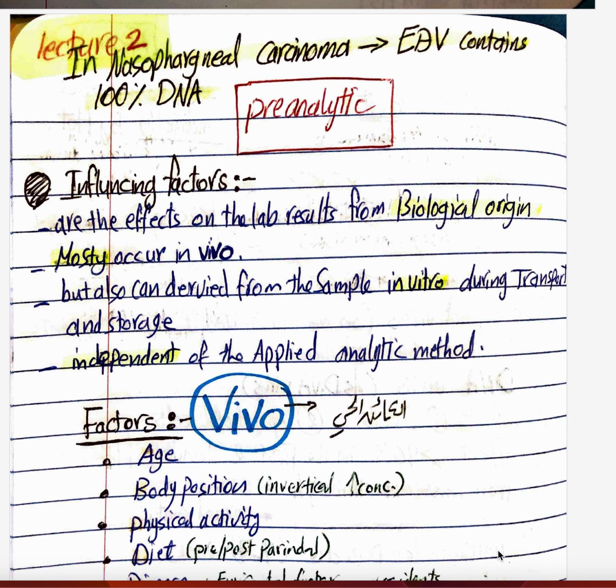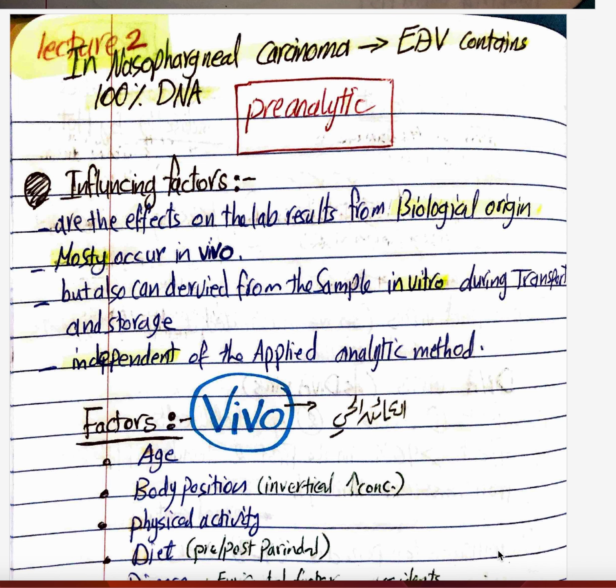We are just dealing with the lab. So the first one, we will discuss something like influencing factors, and there is something called interfering factors. These are, we can say, pre-analytic errors, or the factors that affect the analysis. The first one, influencing factors: these are the factors that affect the lab results from the biological origin.